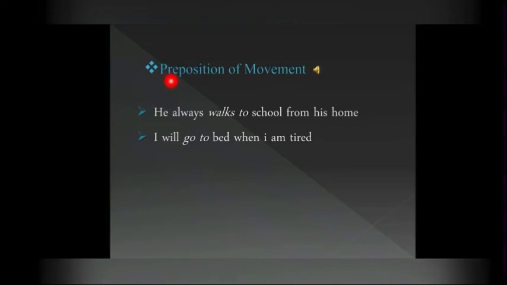Preposition of movement. Prepositions of movement describe how something or someone moves from one place to another. The most commonly used preposition of movement is to, which usually serves to highlight that there is movement toward a specific destination. For example, he always walks to school from his home. I will go to bed when I am tired.